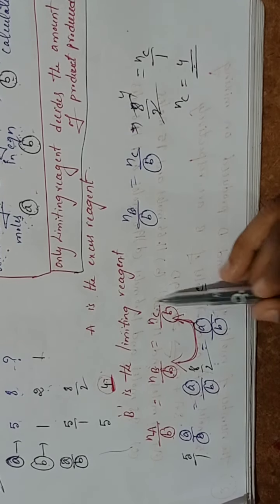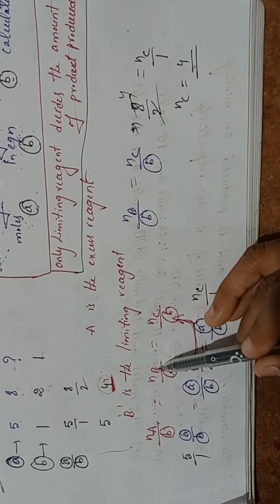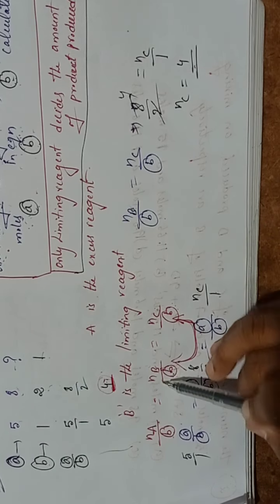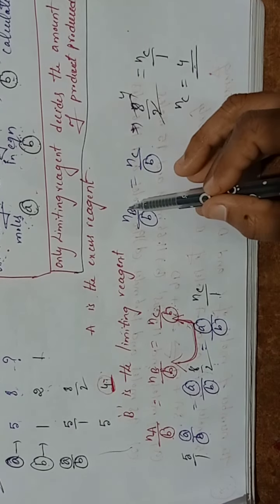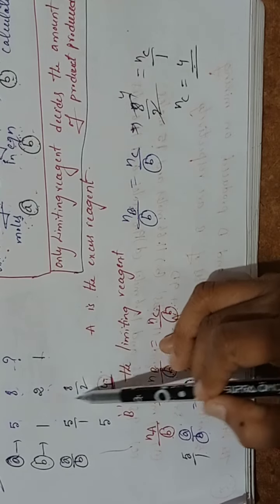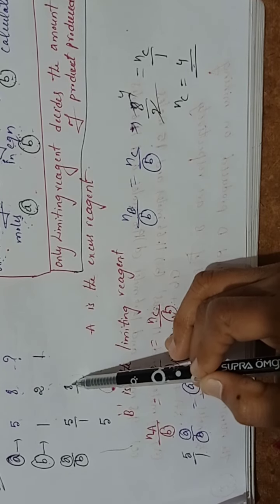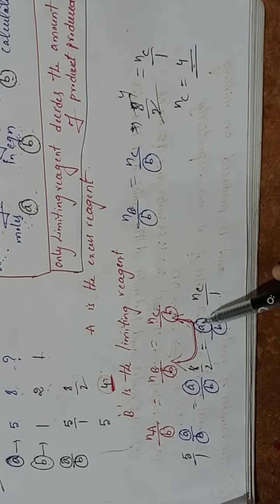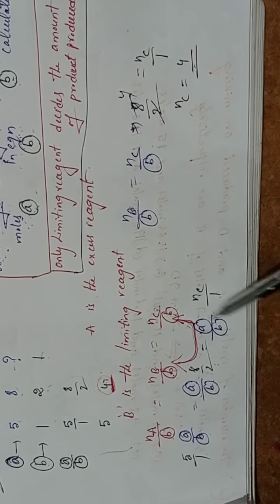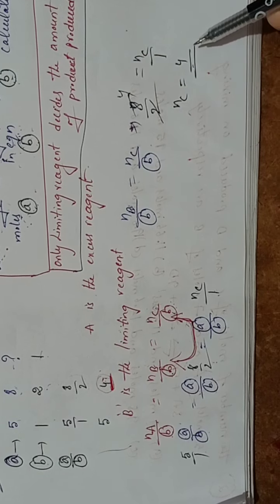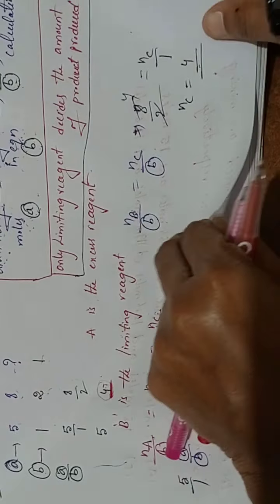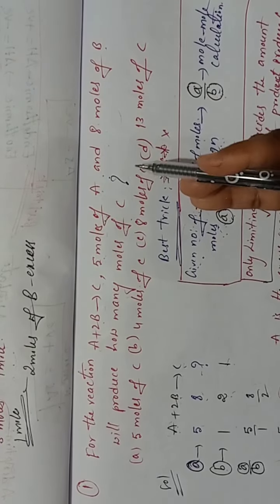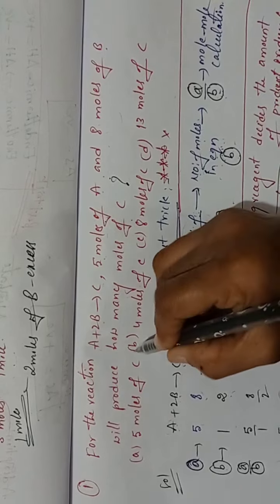So we have to find only the number of moles of C. We know that B is the limiting reagent. B only decides the amount of the product formed. So these two relations I am taking. The number of moles of B is 8 by 2, equal to NC by 1, so NC is equal to 4. Clear this one? The number of moles of C is equal to 4 moles. So which option is correct, students? Here 4 moles, option B is the correct one. Understood? 4 moles of C.